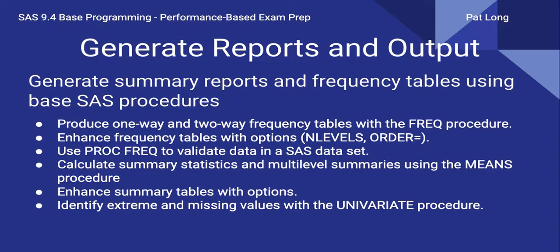We're going to calculate some summary statistics using Proc Means. We're also going to look at some options we can add to enhance summary tables. And we're going to look at identifying extreme values using Proc Univariate. So let's jump into the code and look at these all by example.